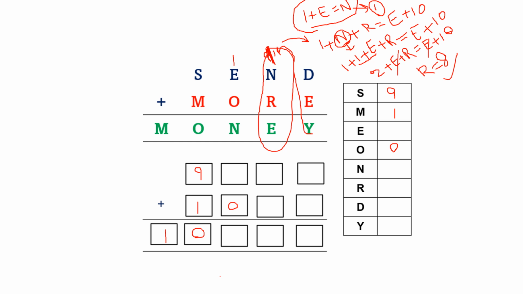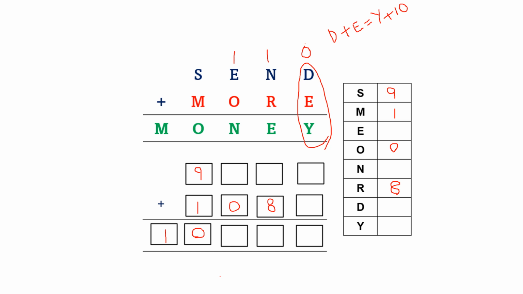Then remove this E and E. So R is equal to 8. We can make this R is equal to 8 here. Okay. So with this information, we'll go to the next digit. D plus E is equal to Y. Here we cannot get carry since we have no digit here. So the carry should be 0 only. So D plus E is equal to Y.